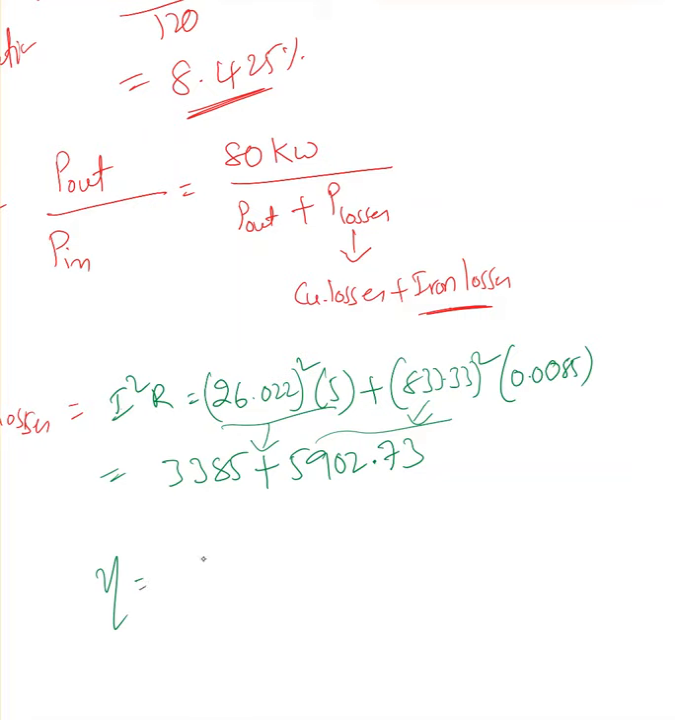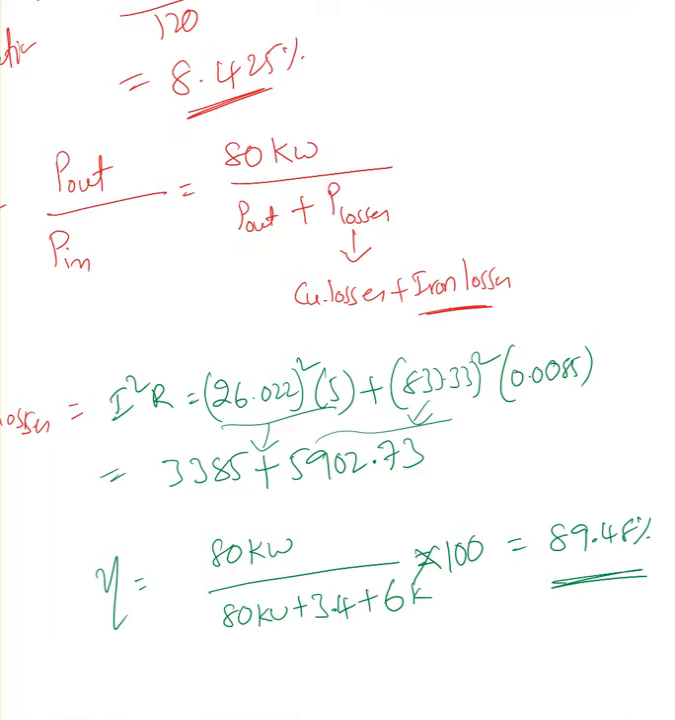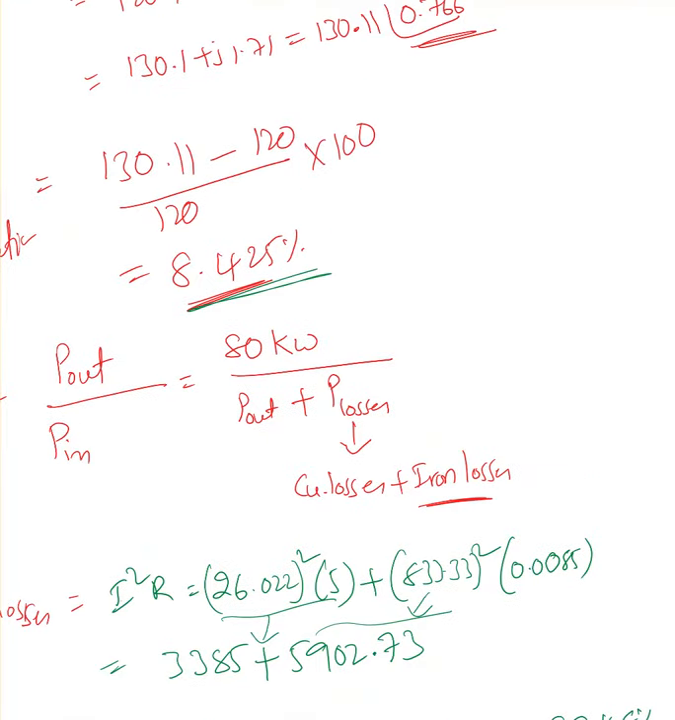So efficiency is output, which is 80 kilowatt, divided by input, which is 80 kilowatt plus, if I convert this into kilowatt, 3.385, I can say 3.4, plus 5.9, I can say approximately 6 kilowatt. Everything is in kilowatt. Times 100 will give you efficiency in percentage. Efficiency is 89.48%, and voltage regulation is 8.425.